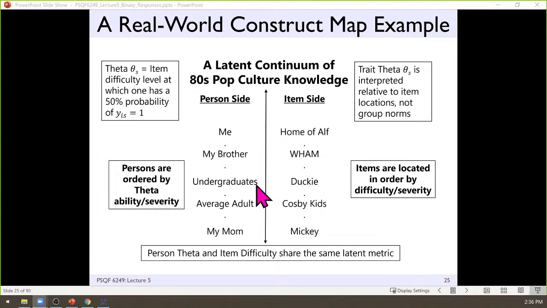I would say your average undergraduate would be familiar with the character Ducky from the John Hughes movie Pretty in Pink. Do you guys know who Ducky is? John Cryer. Yeah, you should see it.